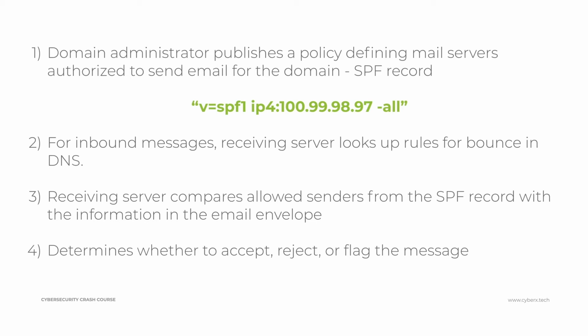So what happens is on inbound messages, the receiving server will do a lookup for rules on the SPF record. If it fails, they will look up the rules to see what they should do. And that receiving server will then compare the allowed senders from the SPF record with the information they have in that email envelope to see, when they receive that email, is that an allowed sender? What should they do with it? And that tells them, should they accept the email, should they reject it, or should they flag the message and send it on to their recipient?